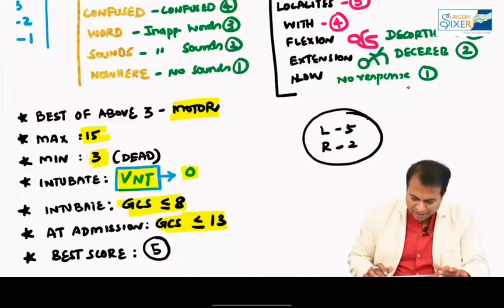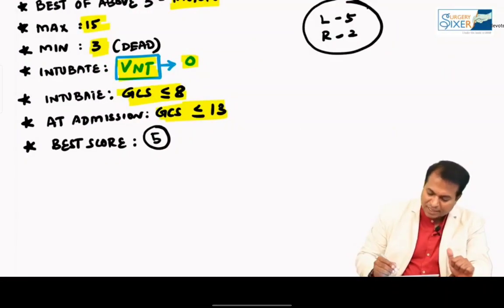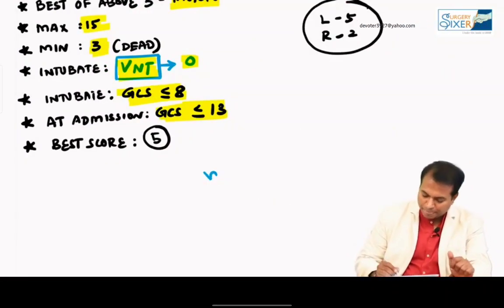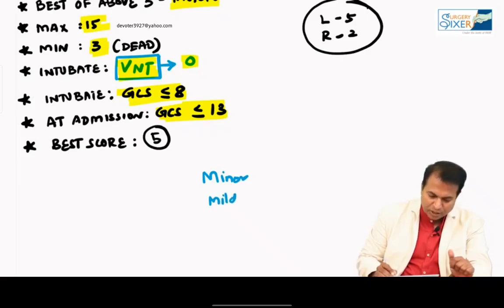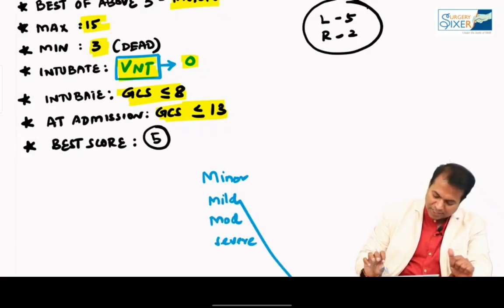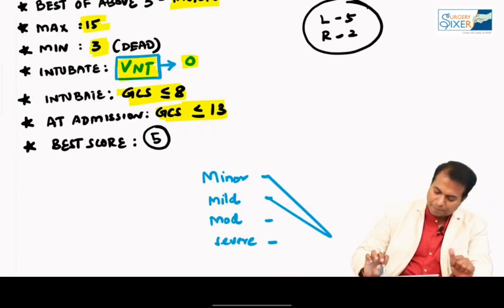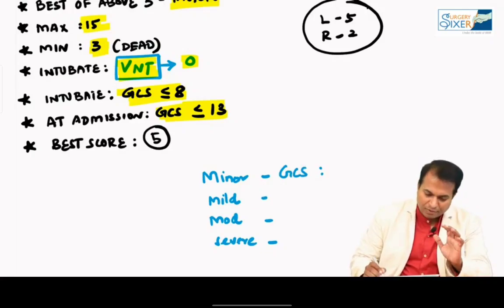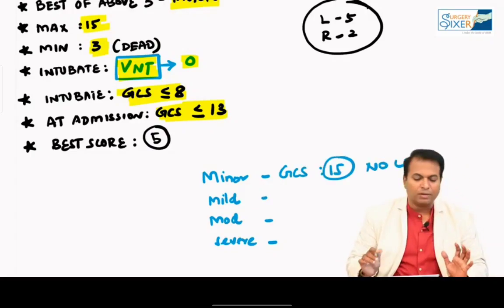So these are the points in GCS. And with GCS, there is a classification of head injury: minor head injury, mild head injury, moderate head injury, severe head injury. Minor, mild, moderate, severe. Minor is a score where the GCS is 15, normal, and there is no LOC at all.